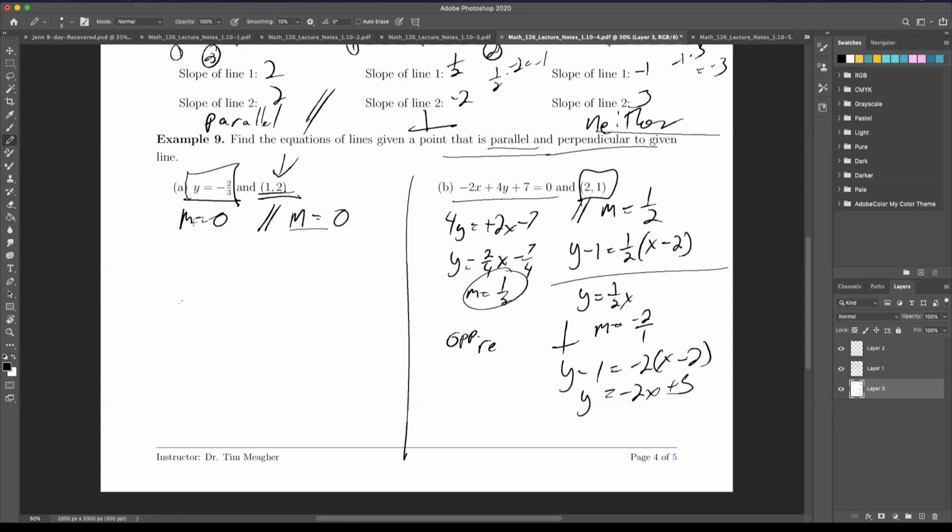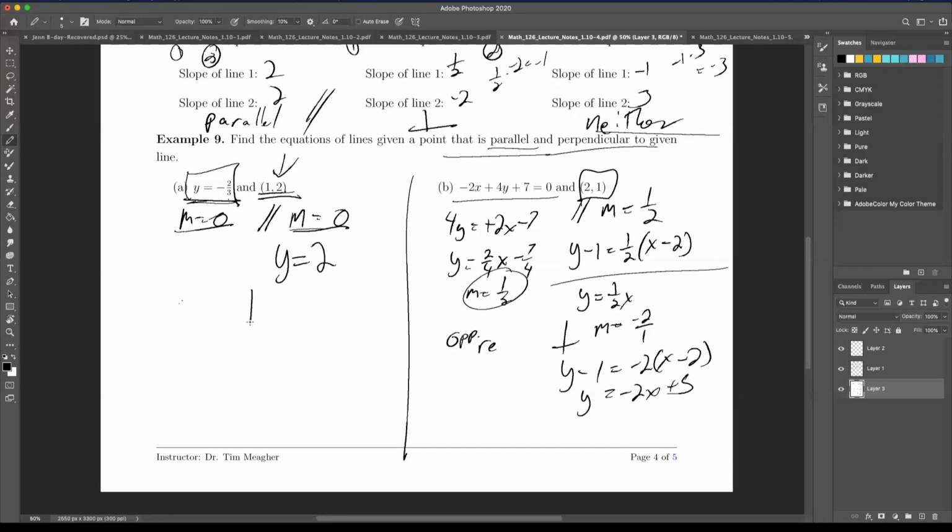So this equation here has a slope of 0, correct? And a parallel line would also have a slope of 0. So what has slope of 0? Well, horizontal lines. What horizontal line goes through this point? It'd be y equals 2. Oh, someone got it. Yeah, y equals 2, right?